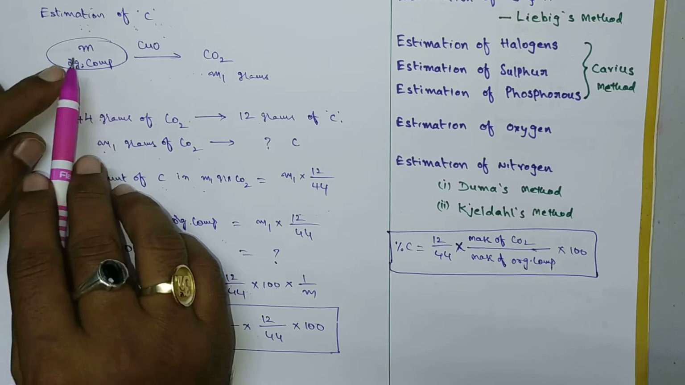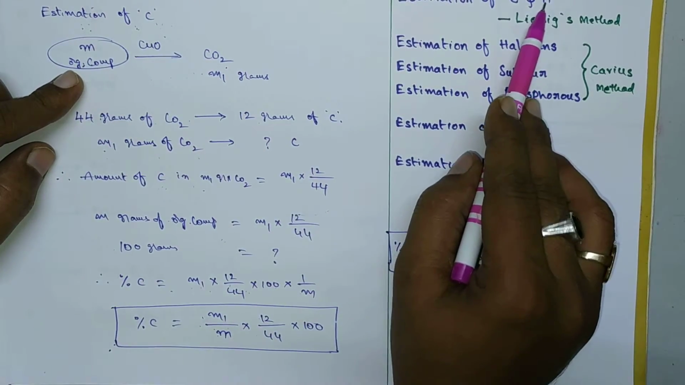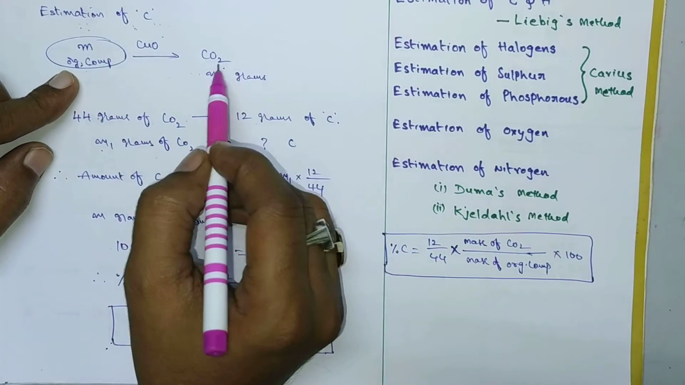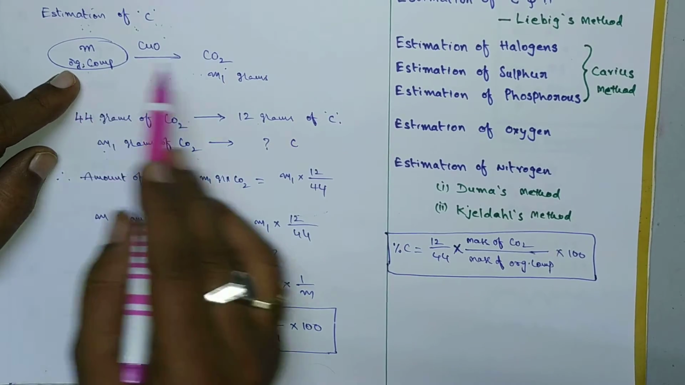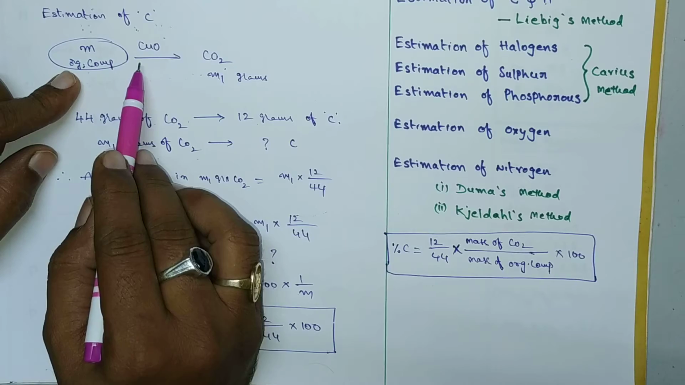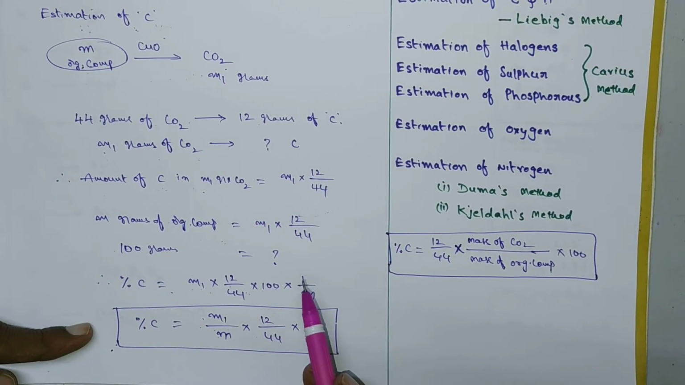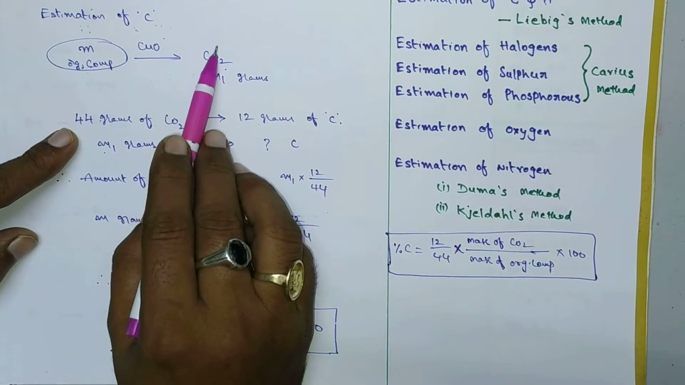So here carbon is converted into carbon dioxide. If you are supposed to estimate hydrogen, hydrogen should be converted into a suitable form, that is H2O. So you should convert hydrogen into H2O by again treating with cupric oxide. Suppose hydrogen is converted into H2O, the same calculation proceeds.